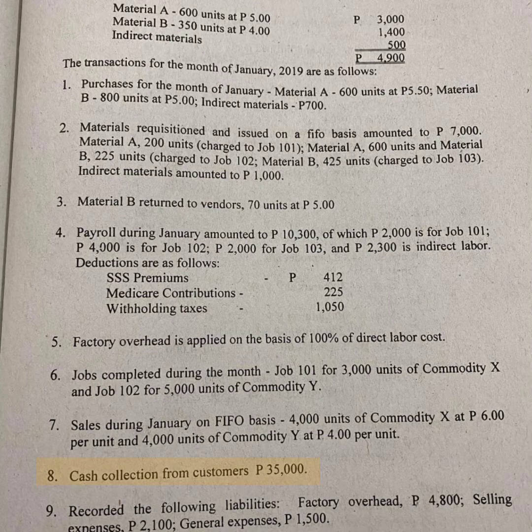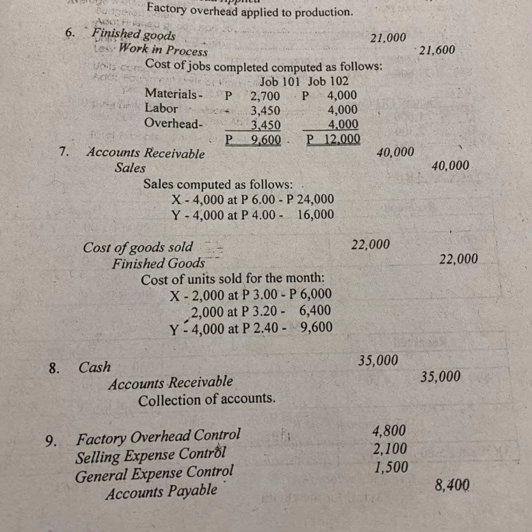Number 8 transaction. Cash collection from customers, 35,000 pesos. The number 8 transaction pertains to the collection of accounts. So, atong entry diri would be cash and accounts receivable. We have a debit of 35,000 pesos for cash and a credit of 35,000 pesos for accounts receivable.